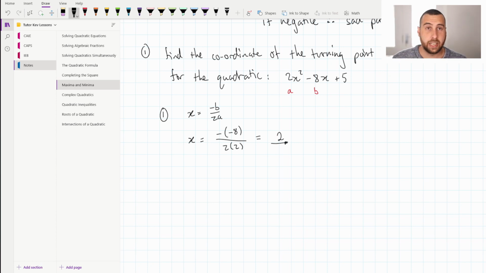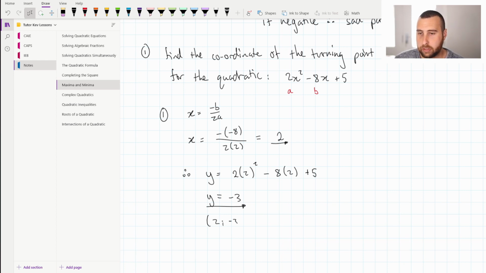So that means that the x value of our turning point is 2, and now it's up to us to determine what is the y value. So therefore my y value is equal to 2 times 2 squared minus 8 times 2 plus 5, which gives me a value for my y to be minus 3. And so therefore my coordinate of my turning point is (2, -3).